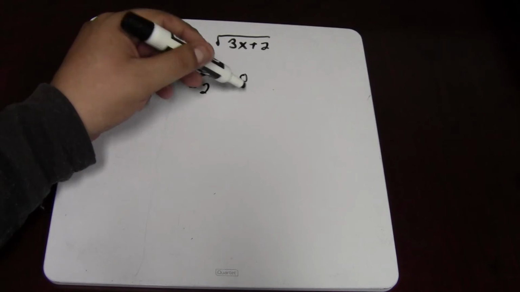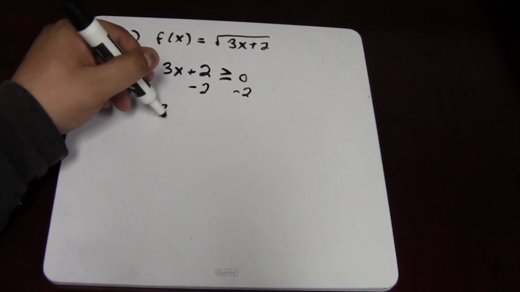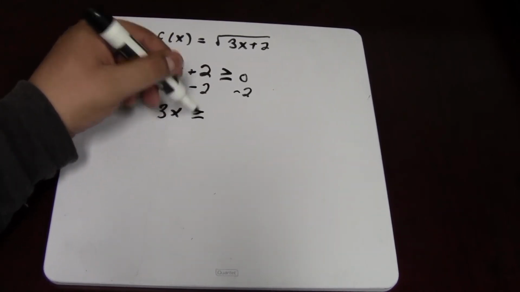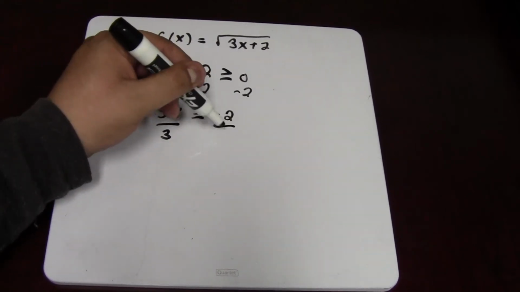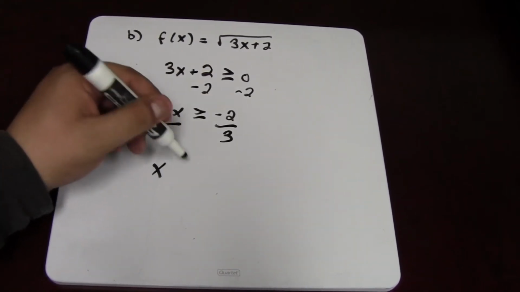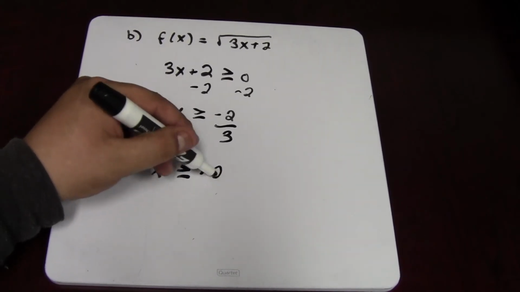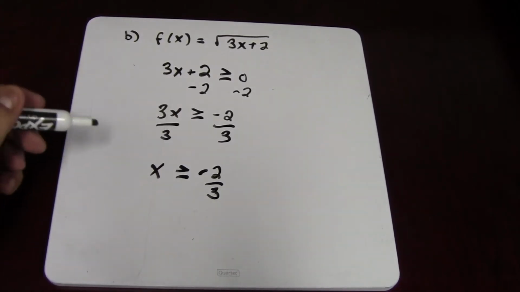We subtract the 2. We get 3x is greater than or equal to negative 2. And then we divide by 3. So x needs to be greater than or equal to negative 2 over 3.